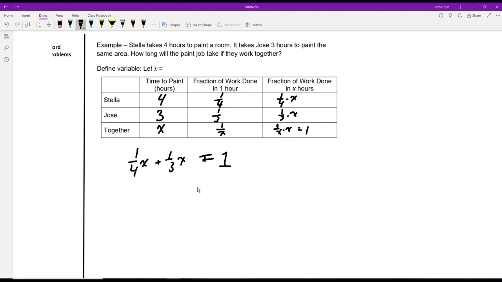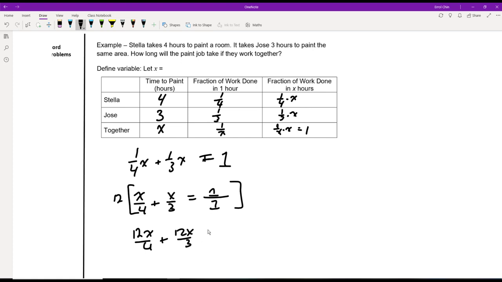All right? So now, let me just write it as x over 4 plus x over 3 is equal to 1 over 1. All right, what's the common denominator? Well, it's 12. So I'm going to multiply everybody by 12. And this is going to show you something kind of interesting. 12x over 4 plus 12x over 3 is equal to 12 over 1. We can simplify this. This becomes 3x plus 4x is equal to the number 12.